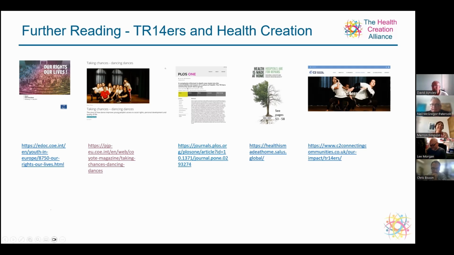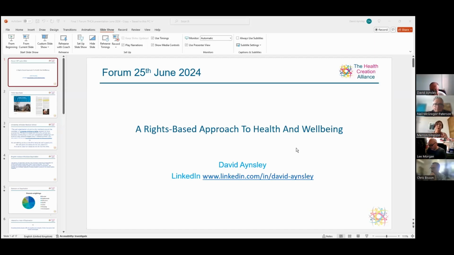That was excellent and a good grounding, I think, in human social rights and how, by looking to them and applying a process of health creation, we can work with that to create health. So I think absolutely right. Health creation is the process through which this happens. You could see that in the TR14ers, but the human social rights are there.